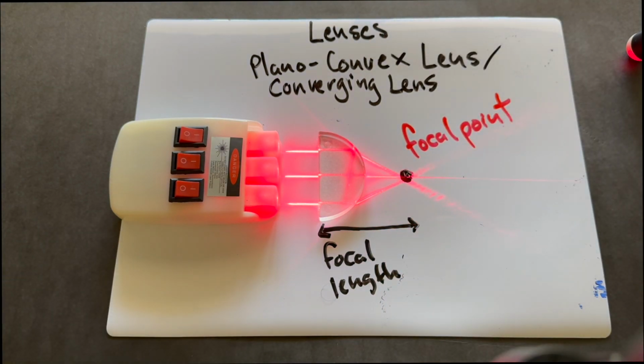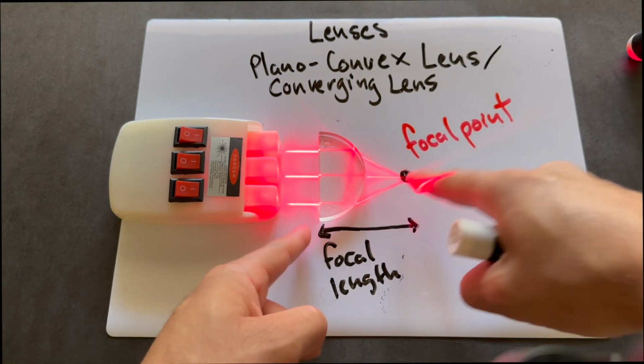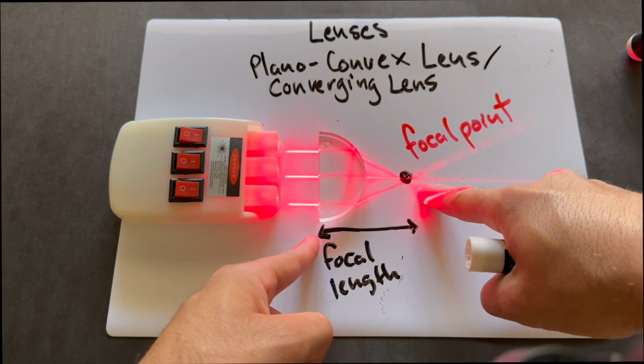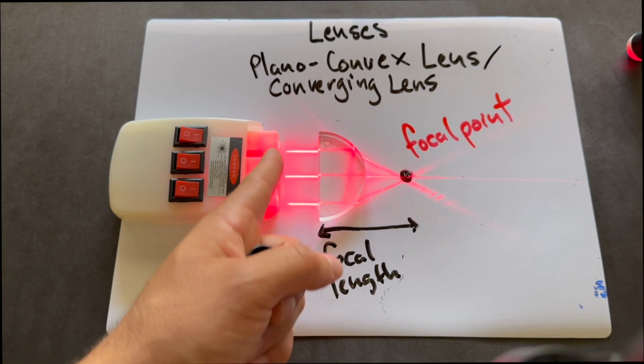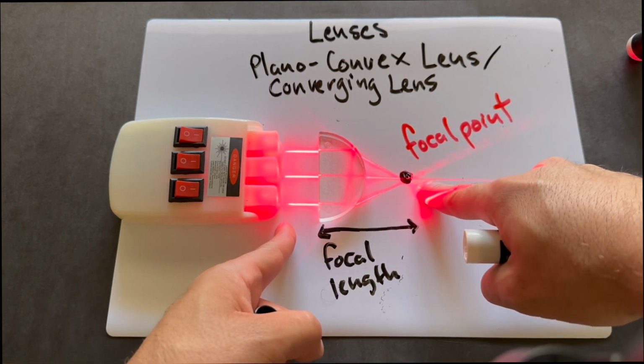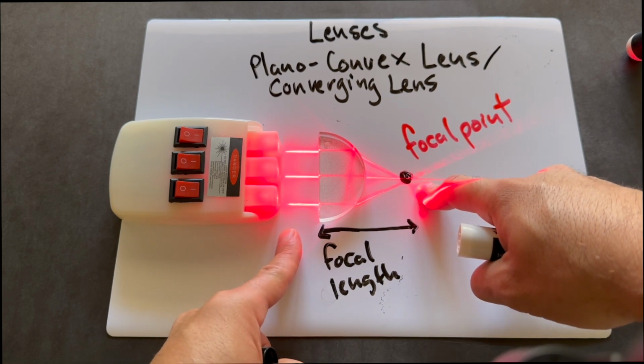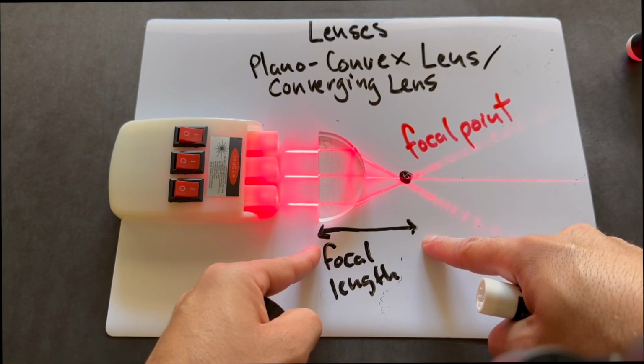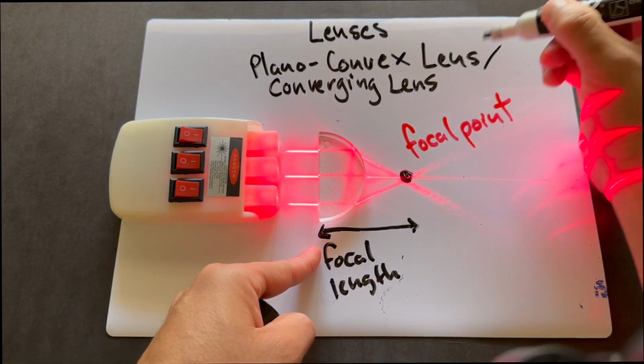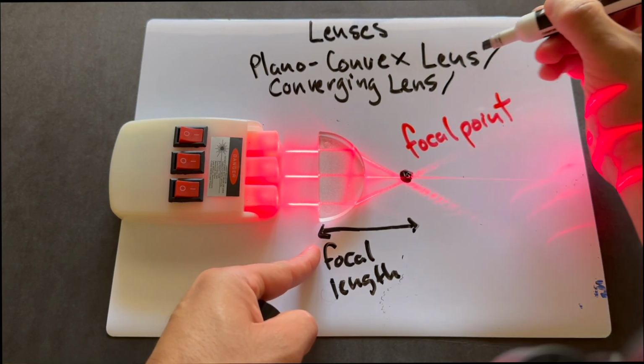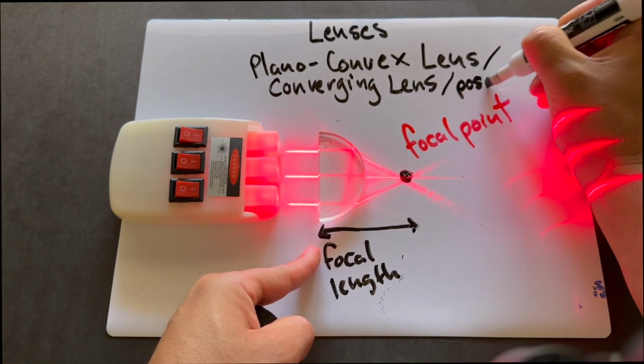And because the focal length is downstream from the source, so the light is here and our focal length is on the other side of that lens, that makes our focal length positive. And this lens is therefore also called a positive lens.